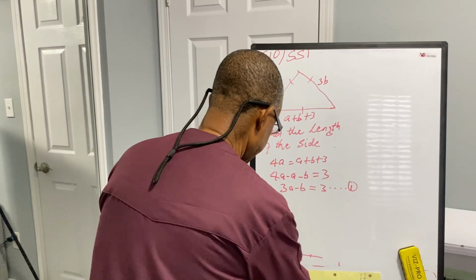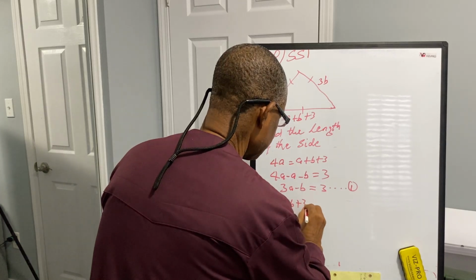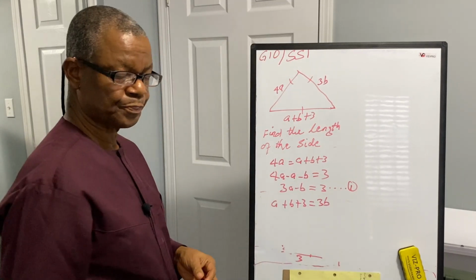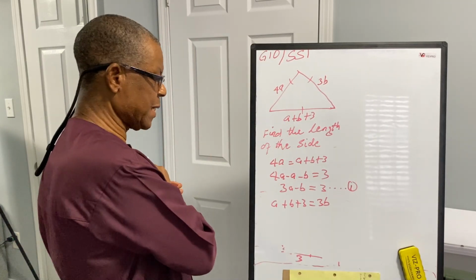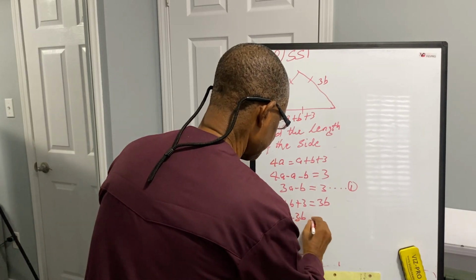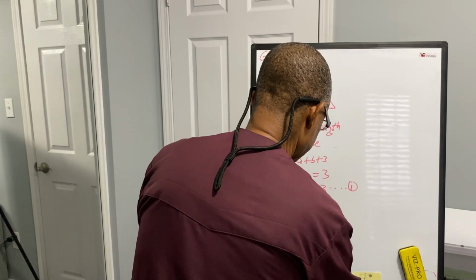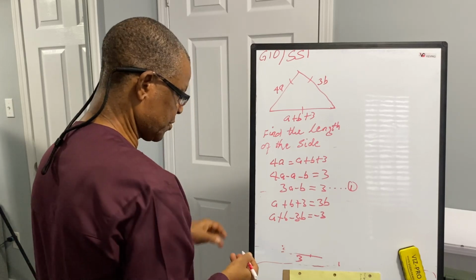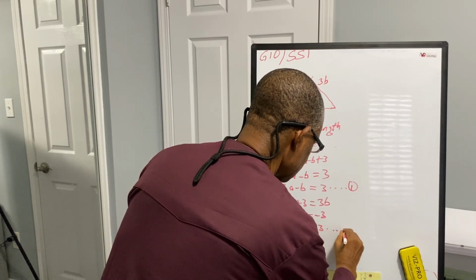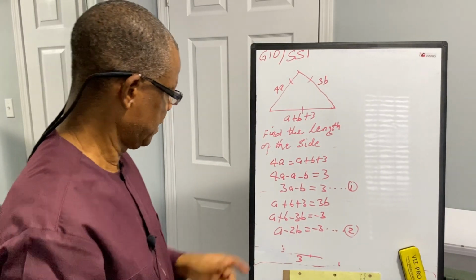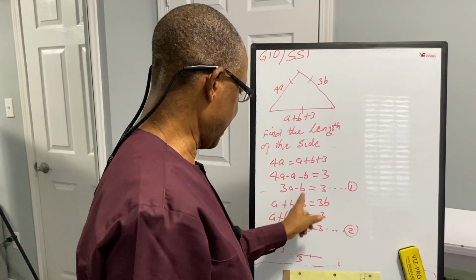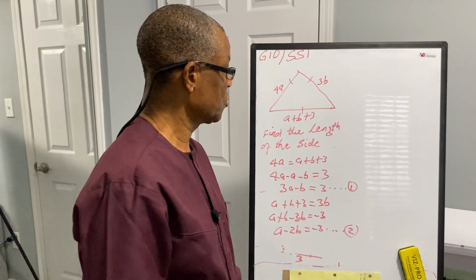We can as well have a plus b plus 3 equals 3b. So we collect like terms, all the variables on one side and constants on the other side. We have a plus b minus 3b equals minus 3. And that will give us a minus 2b equals minus 3, equation 2. The positive 3 crossing becomes negative 3. So we have derived our two equations.